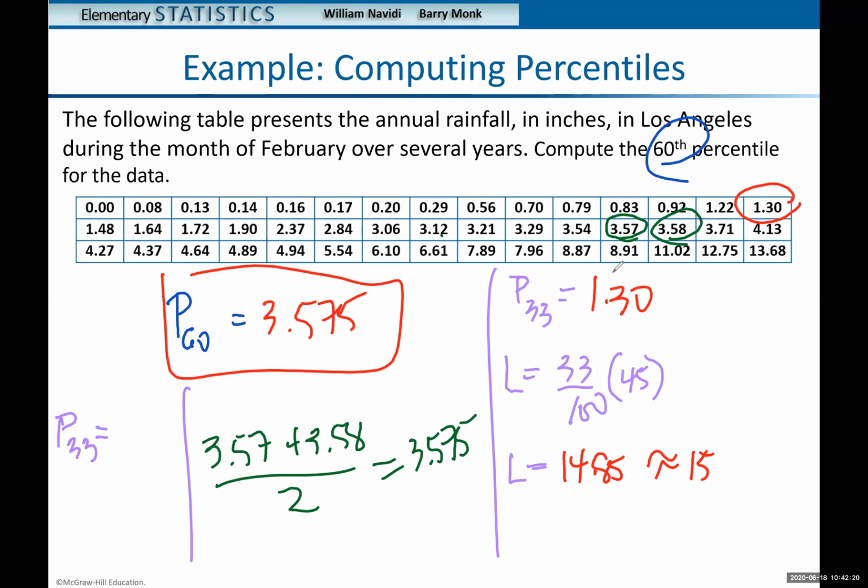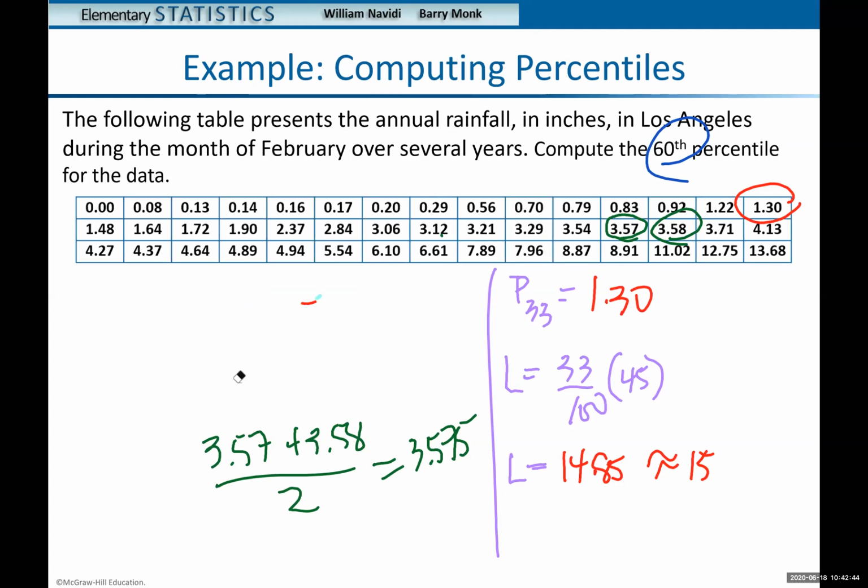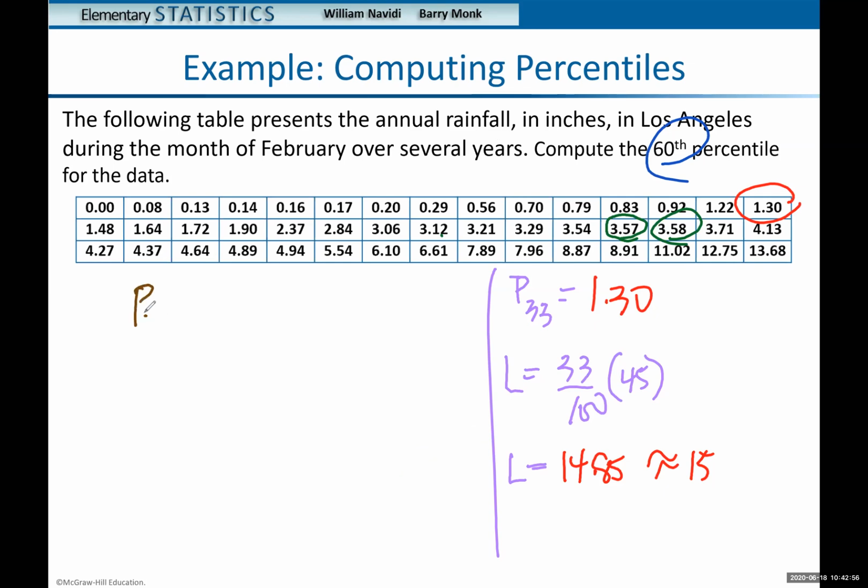Okay. Questions? Or another one, I want you to try again. About P72. Two minutes, solve for P72.